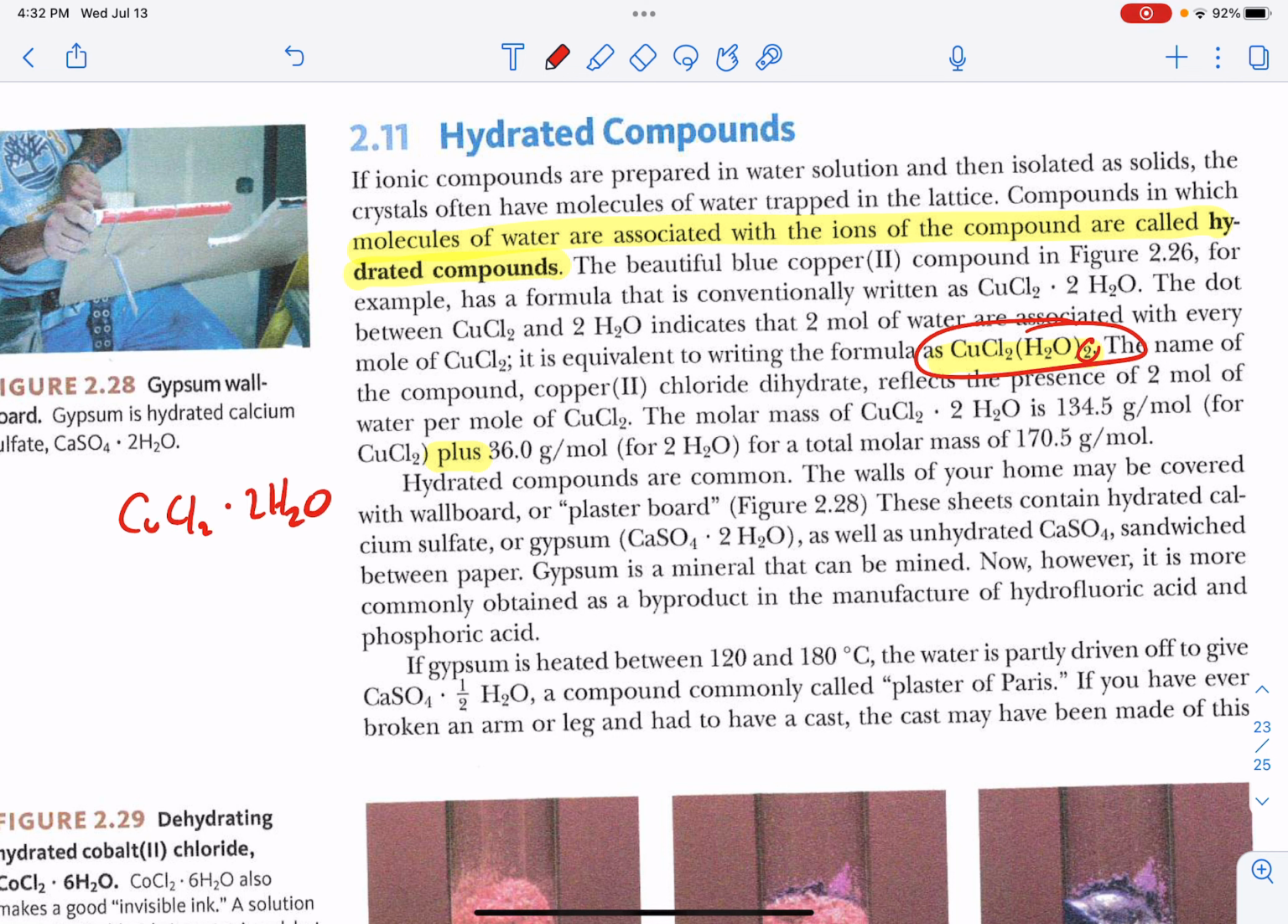CuCl2·2H2O. By the way, when you're going to find the molar mass of this thing, don't multiply because you've got a dot there. That does not mean times 2 water molecules. It means you have to add the molar mass of 2 water molecules, which is roughly 36 grams per mole, to the overall molar mass of the entire substance. 1 copper, 2 chlorines, 4 hydrogens, 2 oxygens.